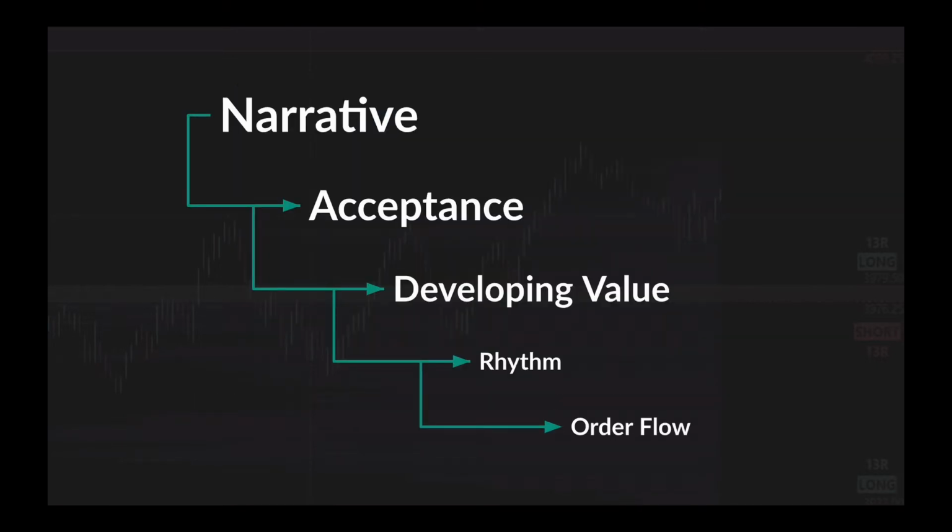I've also talked a lot about this chart. If you've watched the other videos, you've already heard me go through this, but this is the framework I use. It's called NADRO. It stands for Narrative, Acceptance, Developing Value, Rhythm, and Order Flow. Order flow is the last thing that I look at. I just want to emphasize this again.